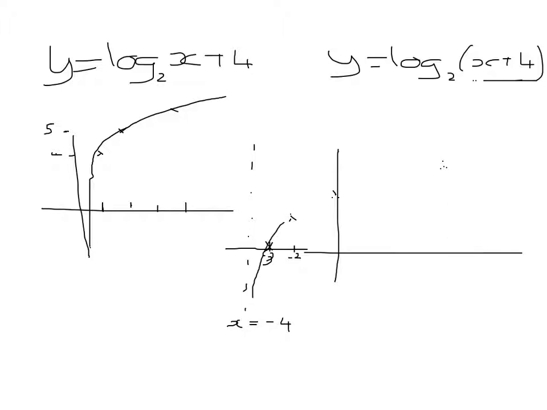And then you can plot the log graph. So it's the same log graph, it's just shifted left by 4, and you do the same distance from the asymptotes for the points.